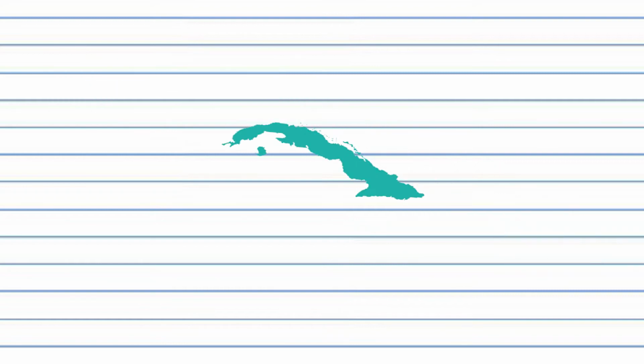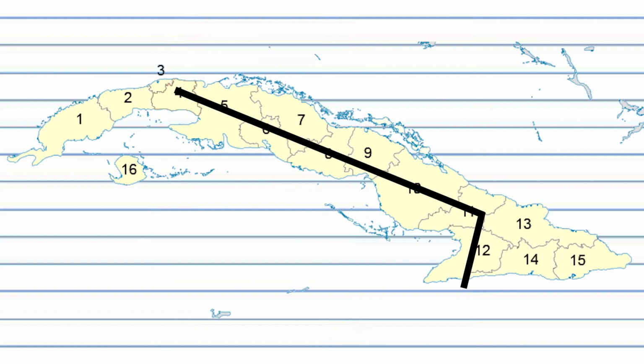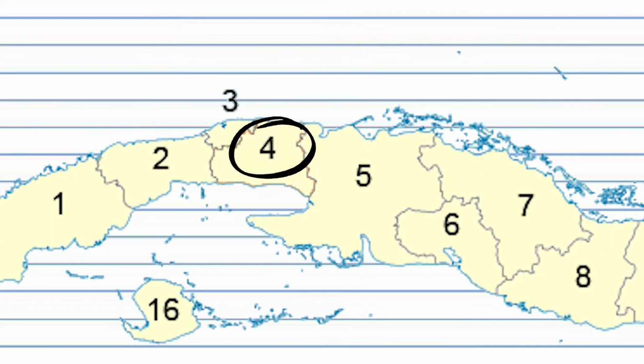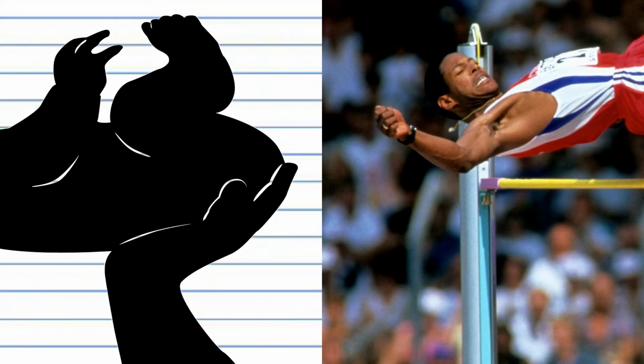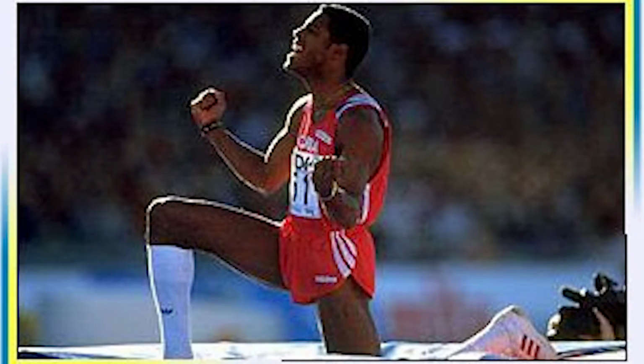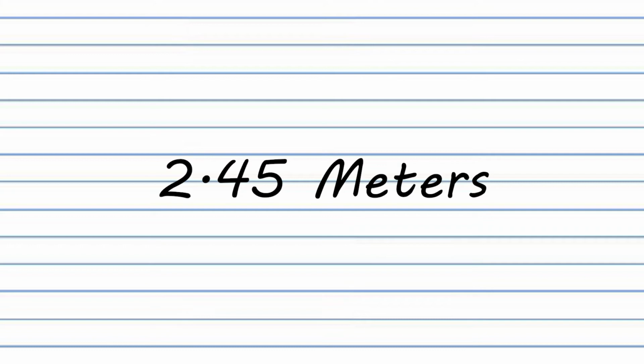Now, here's the best part. If we take our hockey stick shaped line, we can see that it lines up with the 9 provinces right here. The point (9, 2) is this point right here. This is the Matanzas province, the exact location where world record high jumper Javier Sotomayor was born. On the 27th of July 1993, Javier Sotomayor set the world record high jump of 2.45 meters. That's about 8 feet.